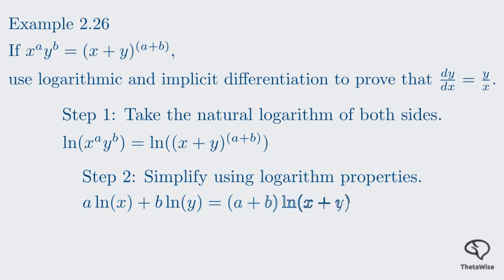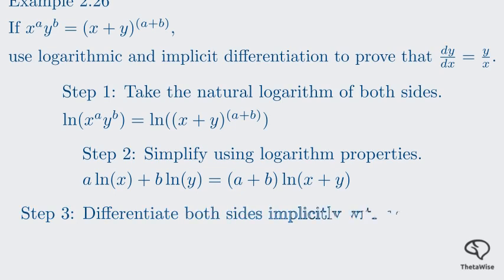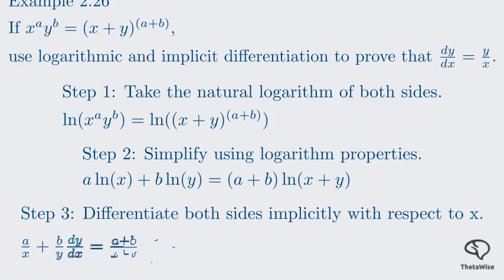This equation is much easier to differentiate. Next, we will differentiate both sides of this equation with respect to x. Remember that we must use the chain rule for any term containing y. The derivative of a times ln x is a over x. The derivative of b times ln y is b over y times dy/dx. On the right, we use the chain rule again, which gives us (a plus b) over (x plus y) times the derivative of the inside, which is 1 plus dy/dx.